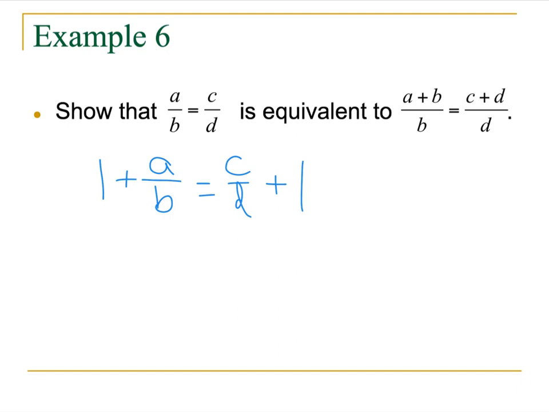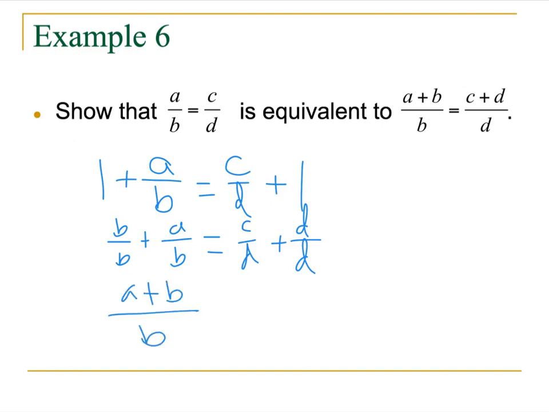That's totally fine. And what I'm getting at mathematically is that anything over itself is 1. That's where I get the b over b and the d over d. That's totally legal, right? These are equivalent. d over d is 1. b over b is 1. Cool, awesome. Well, they have like denominators on the left, so I can get a plus b over b, and I've got c plus d over d. And what do I have there? Boom, done.